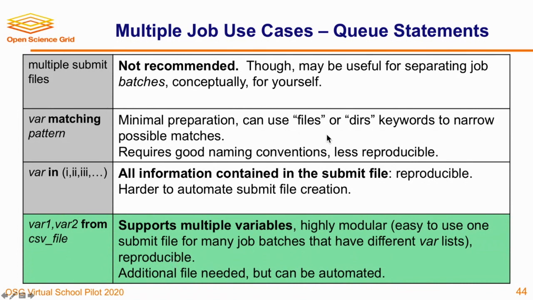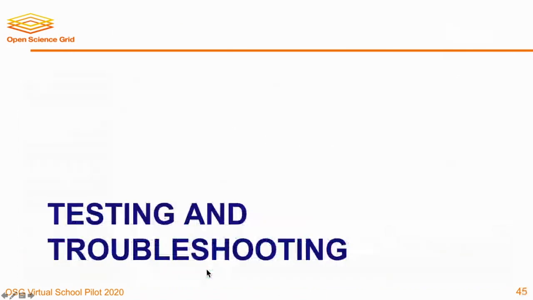Versus the matching, since it matches files or directories that happen to exist in your submission directory, doesn't really give you a hard copy of exactly what set of tasks was done. So it's a little less reproducible. And then defining your variable values within the submit file is reproducible, but it's a little harder to automate the creation of that information within the submit file for most people. So that's why QFrom is our most popular. And we've got exercises for these that you can try out.